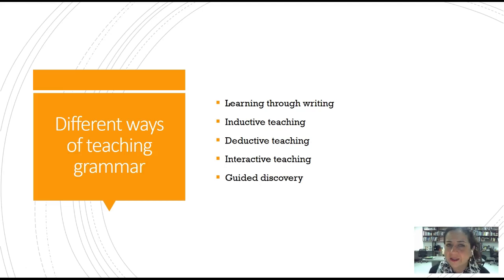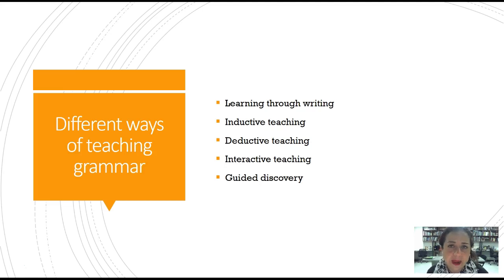And then we have guided discovery. Guided discovery is another way in which, through context, you present the grammatical structure by means of a video or a text or a story, and then you have your students discover the grammar from there. Some people would say that guided discovery is a form of inductive teaching.